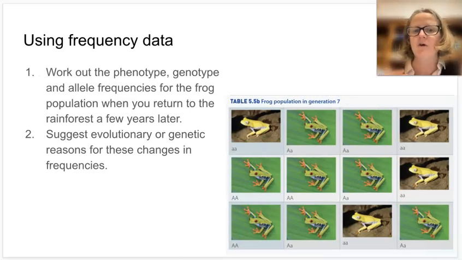So what I'd like you to do is look at this second picture of the frogs. And this is the frogs a few years later, after 7 generations. Work out what the phenotype, genotype, and allele frequencies are, and suggest some reasons why these numbers have changed. You might need to draw on your knowledge from modules 3 and 4, but give it a go.